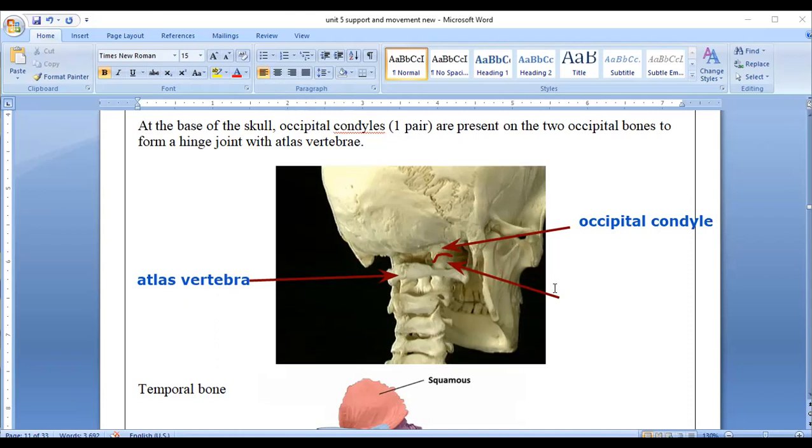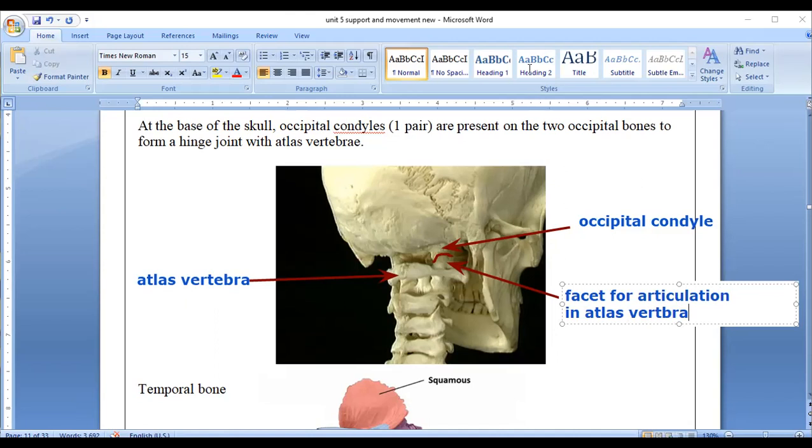Below the border, facet for articulation. In which bone? In the atlas vertebra. So when you are moving your head up, down, then your skull is moving in this joint. Understood? Yes, sir. Right.